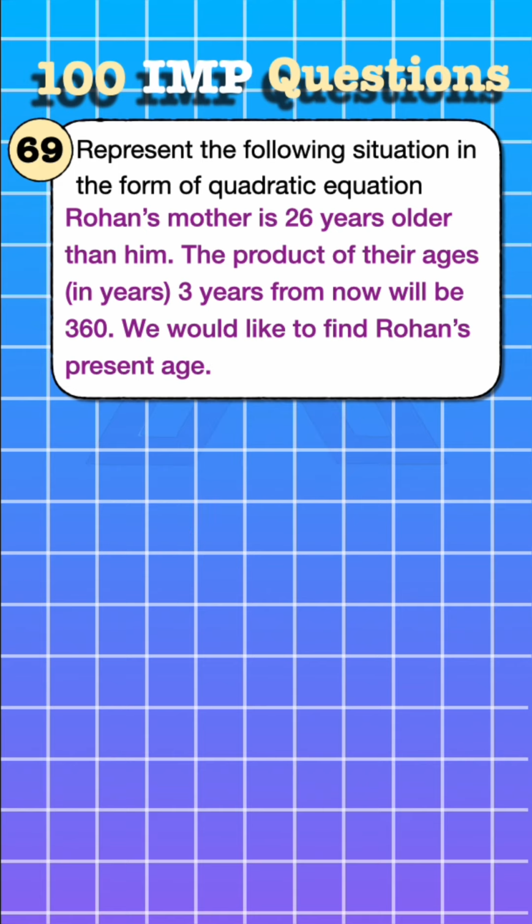Question number 69. Represent the following situation in the form of a quadratic equation. Rohan's mother is 26 years older than him. The product of their ages 3 years from now will be 360. We would like to find Rohan's present age.